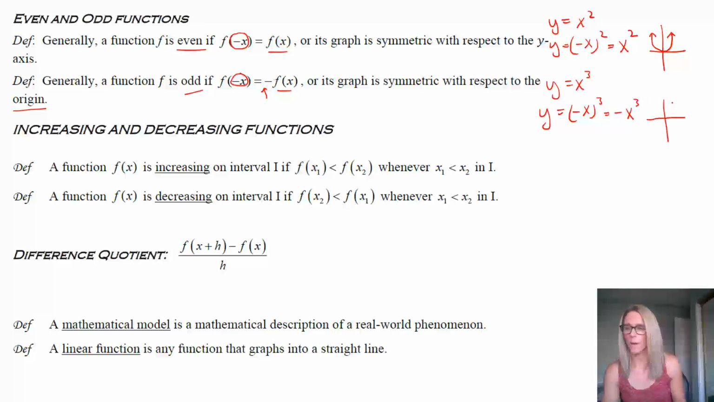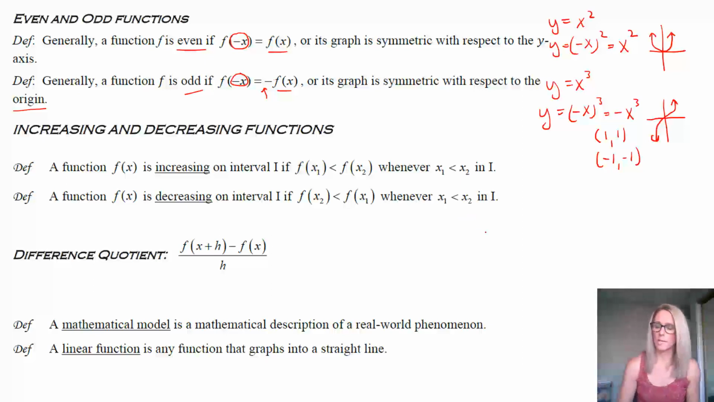And when you graph x cubed, it's going to look something like this, more or less. And the idea there is it's symmetric with respect to the origin. So we have a point, say 1, 1. We're also going to have the point negative 1, negative 1. So that's just an example of an odd function.